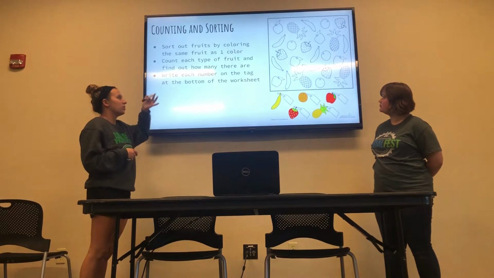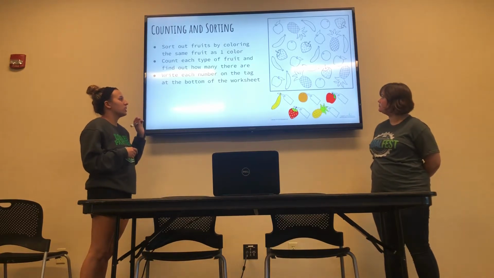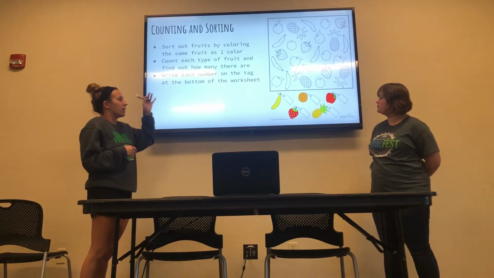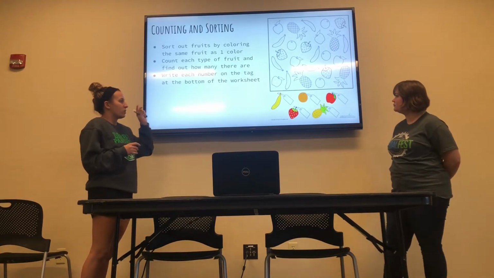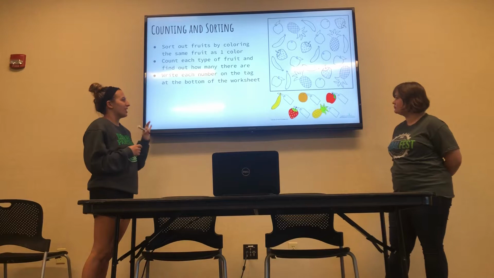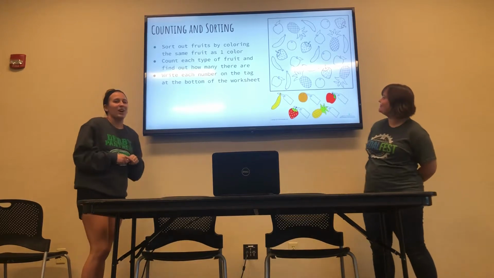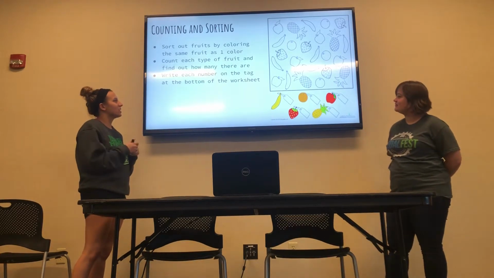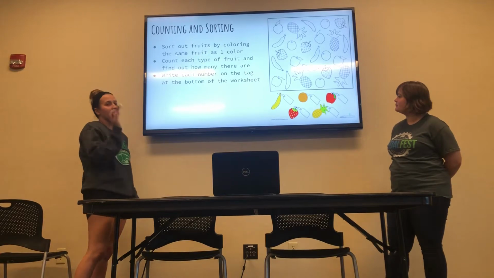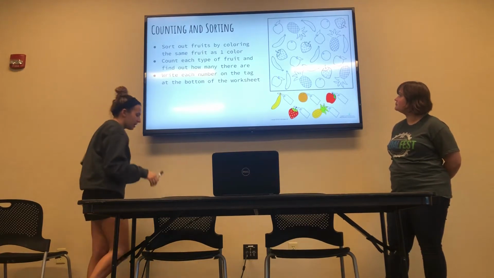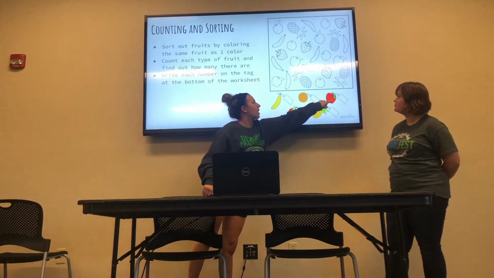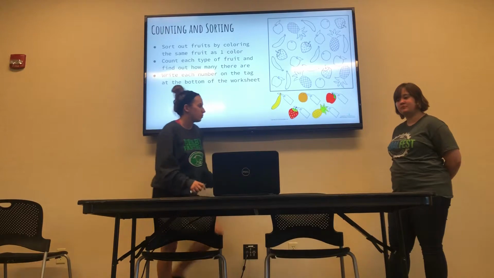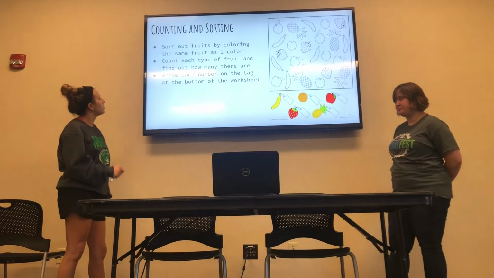So we'd color the bananas yellow, the orange, the apple would be red with the little green leaf on top, and then the strawberry would have red with white dots, and the pineapple would be yellow with the green leaves on top. And then after they're all done coloring, they would count all of the fruits together, add them up, and then on each tag they would write the number of how many fruits are together.